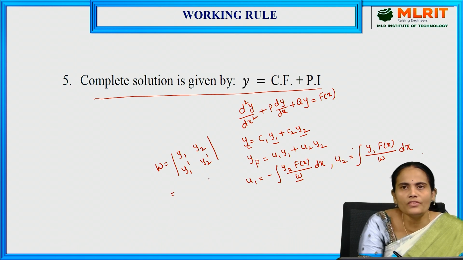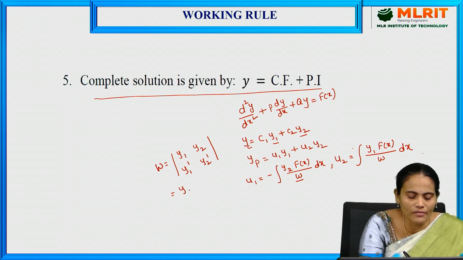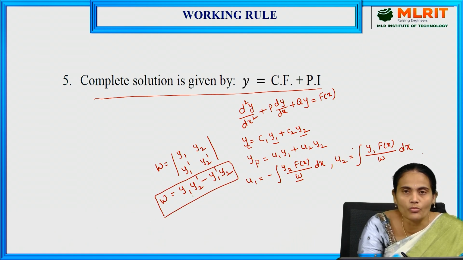So how can we find this determinant? We know that the determinant of A, B and C, D is AD minus BC. Likewise, y1 into y2 dash minus y1 dash into y2. So Wronskian is nothing but y1 into y2 dash minus y1 dash into y2.